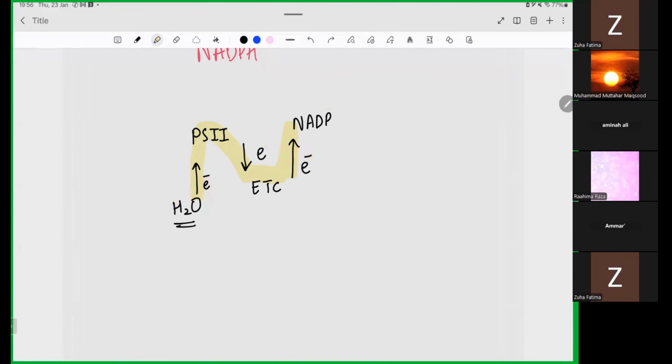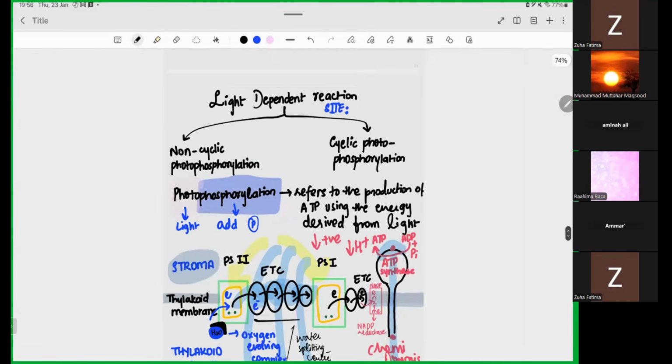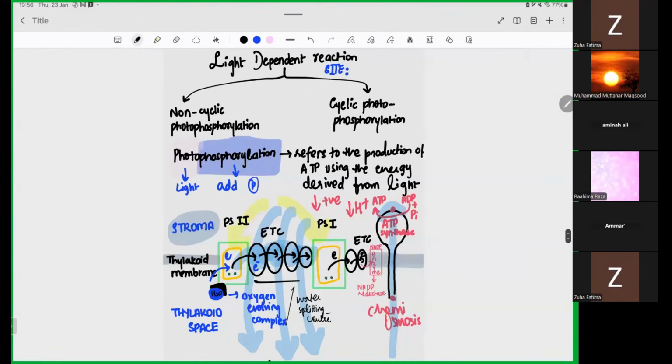So this photophosphorylation or this electron transfer is linear in nature. It's not cyclic. Because for anything to be cyclic, the starting point and ending point should be the same. Over here, we started off with the water molecule, and the final electron acceptor was NADP. So this entire exchange of electrons is non-cyclic or linear in nature, and hence the name non-cyclic photophosphorylation.